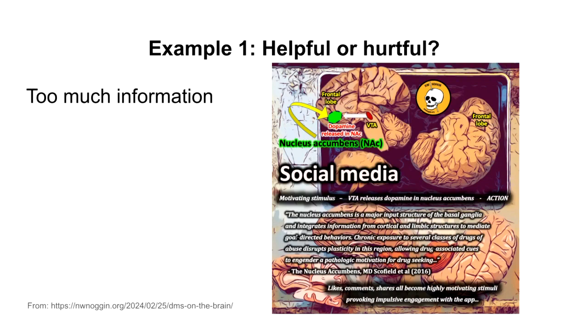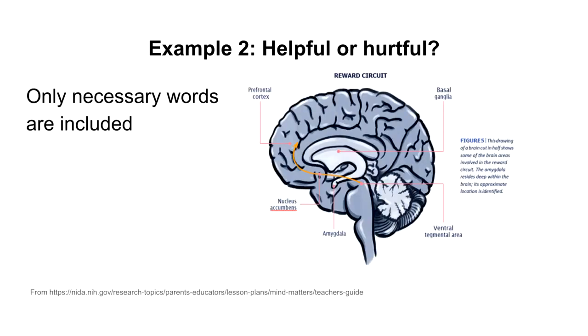This image violates the coherence principle. It has a lot of extra words that are interesting, but just more information than this audience can really use. Also, the words are really hard to read. The learners will likely just remember that social media has something to do with the brain, if they remember anything at all. This image follows the coherence principle. Only necessary words are included, and the graphic shows the relevant concept clearly. Learners can see where these parts of the brain are and how they relate.